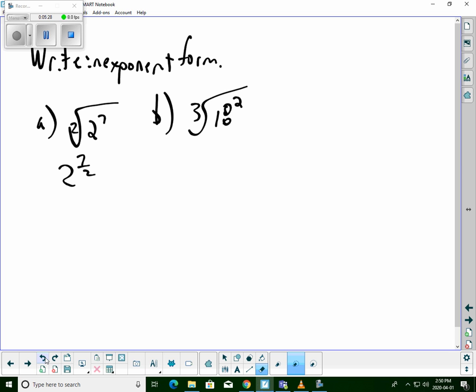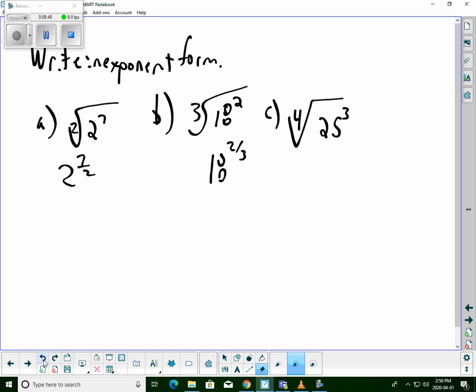Another one here, cube root of 18 squared. Again, not figuring it out. Don't want to know what it is. It's just switch to exponent form. That's all this question is. So what's in the notch? Or I'm sorry, in the denominator? Well, that's the 3. And 18 squared, so 2 over 3. Okay.